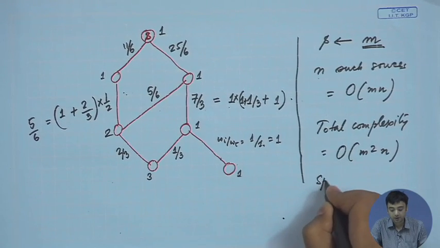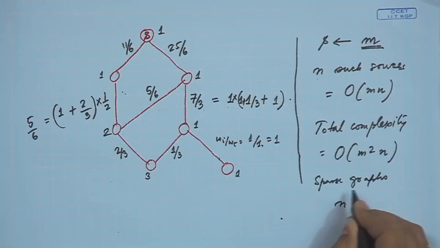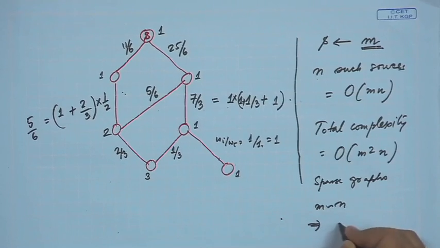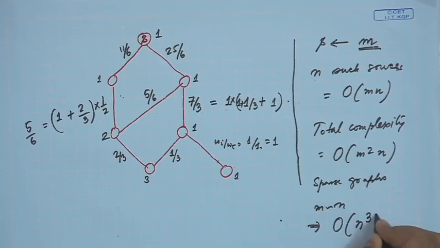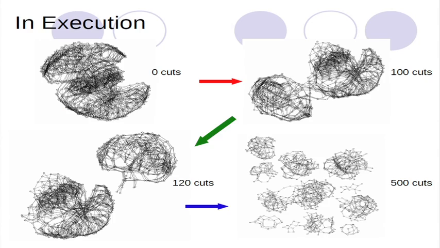Now, again for sparse graphs, as we know, we can assume that m is very similar to n. That implies the total complexity of the algorithm is order n cube, which is at least one order less than the naive version of the approach. Okay. So, in this way Newman and Girvan were successful in computing the community structure of various real world networks. So, again, one of the examples in execution.